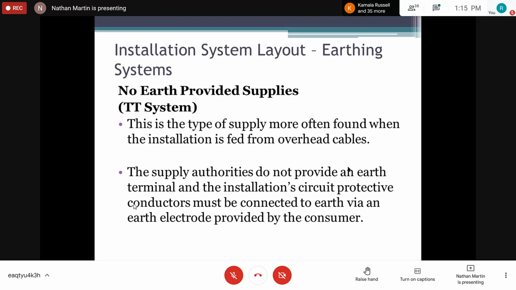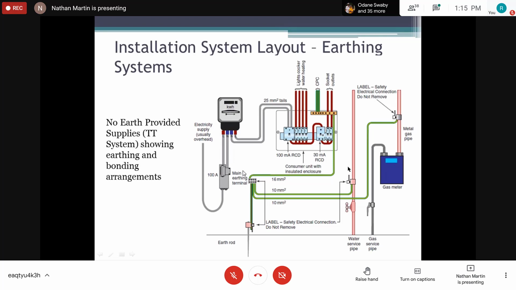This type of supply is more often found when the installation is supplied from overhead cables, right? Like our supply system for overhead cables from JPS. This is the type of system that we will use. The supply authorities do not provide an earth terminal, and installation circuit protective conductors must be connected to earth via an earth electrode provided by the customer, right? So this is what we are talking about now.